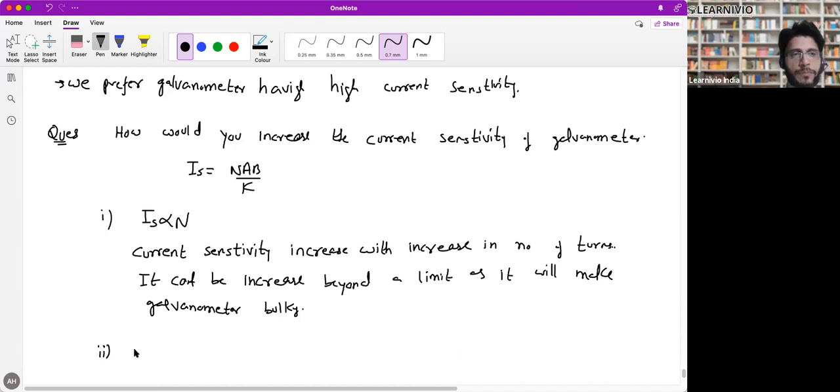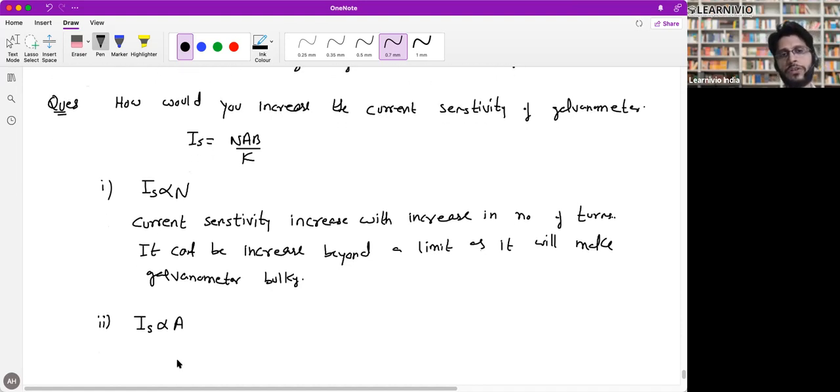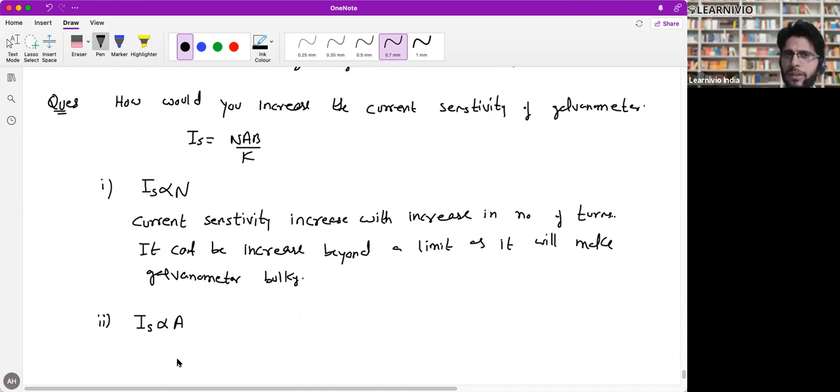So IS is proportional to N. That's one thing. The next is IS is proportional to A, area. So to increase current sensitivity, you can increase the area of the coil. But again, the problem is the same. If you keep on increasing the area of the coil, then the size of the galvanometer will increase. It will become bulky. So you can say that IS increases with increase in area of the coil.